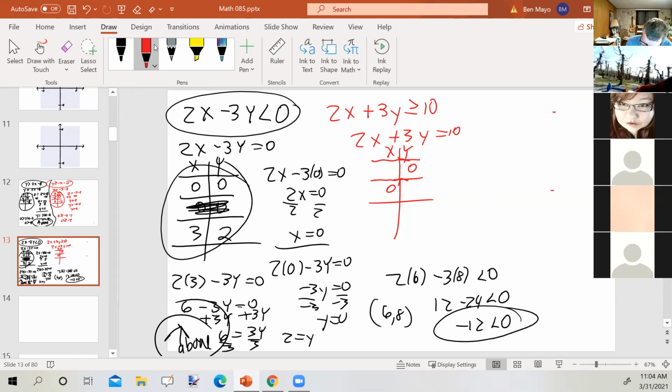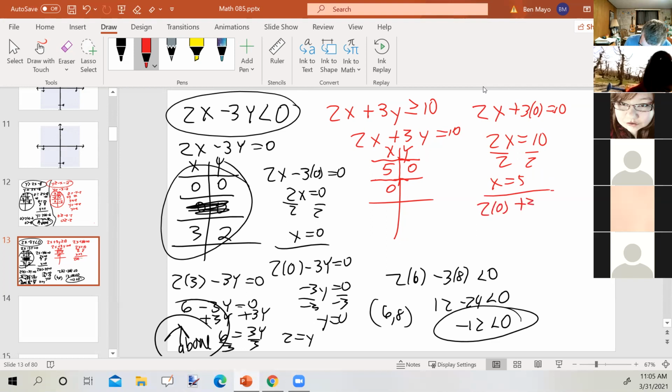So let's find the x-intercept when y is 0. Okay, so 2x plus 3 times 0 equals 10. 2x equals 10. Divide by 2, x is 5. Sorry about that. Now, let's find the y-intercept when x is 0, which is what I did incorrectly a minute ago. 2 times 0 plus 3y equals 10. 3y equals 10. Divide by 3, y equals 10 thirds. Okay.